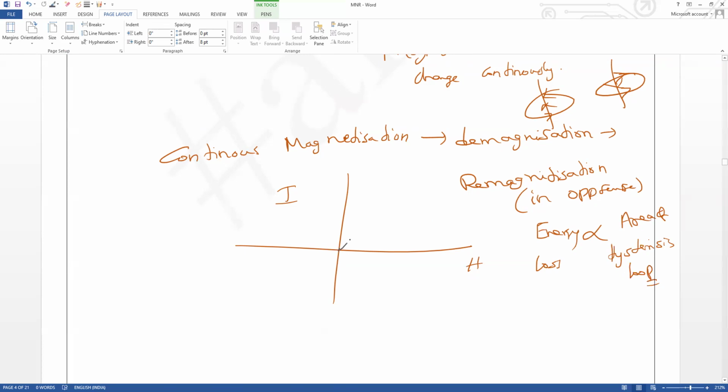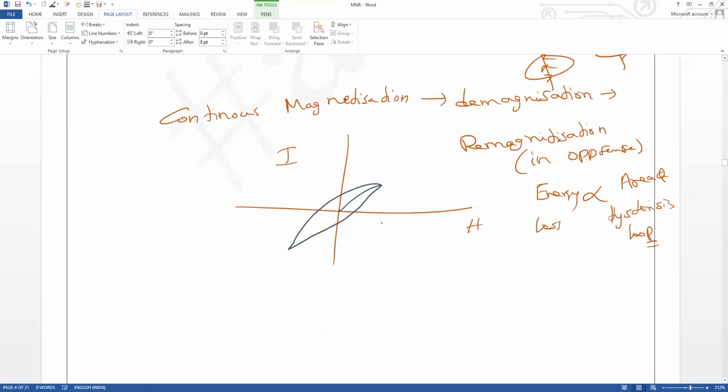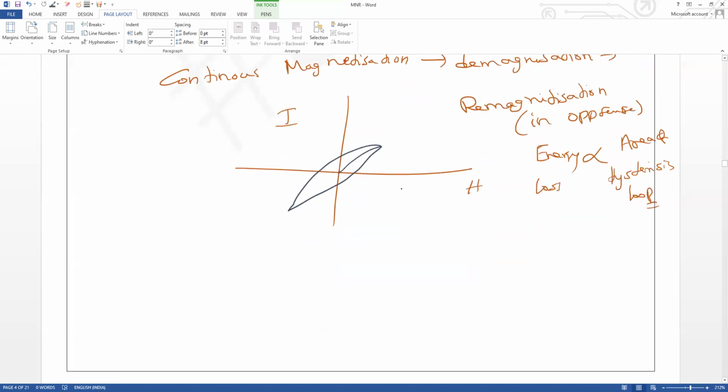Now you can remember the graph. We have done the hysteresis loss graph: magnetization, demagnetization, and again remagnetization. So now we have to reduce this area, the area of the hysteresis loop, so that the loss in energy also reduces. For that purpose, we will use what? Everybody, speak loudly.